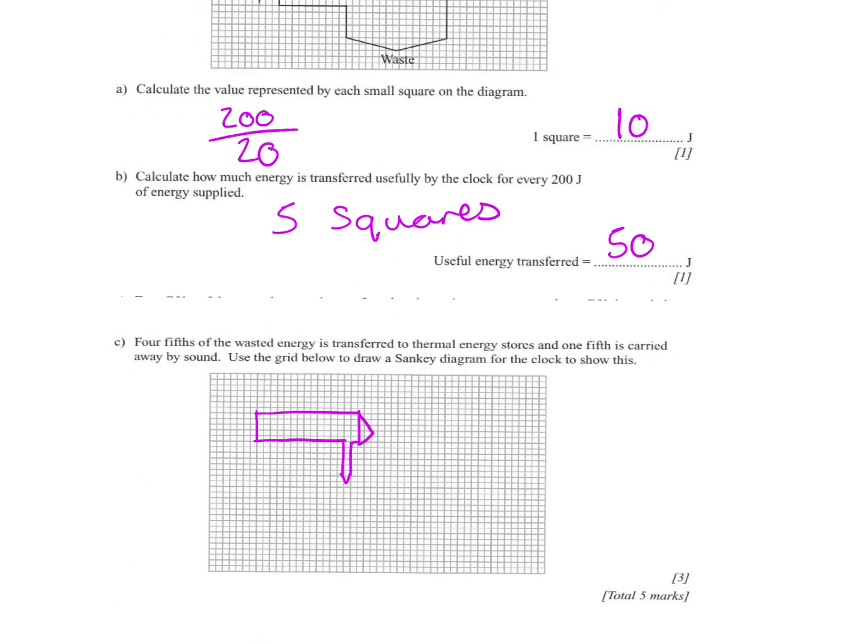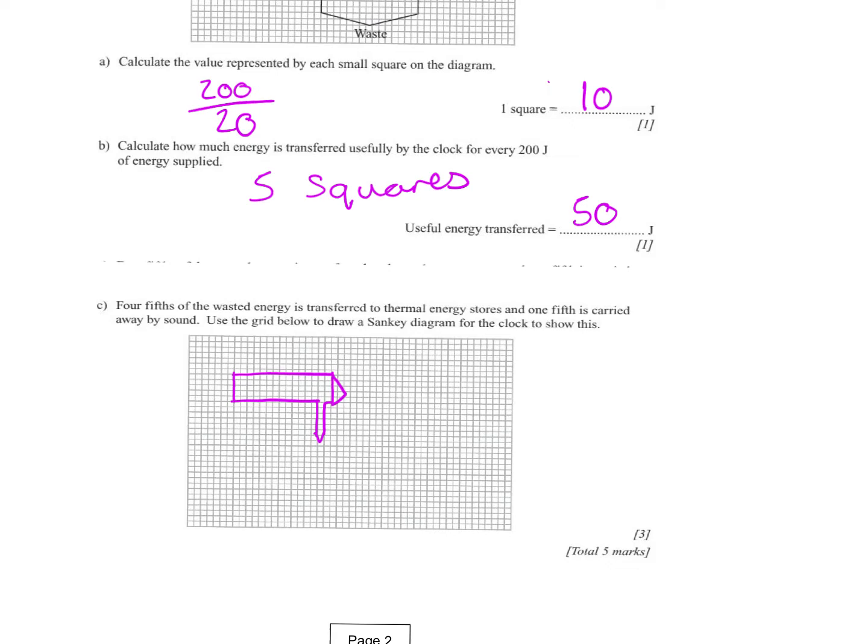I've drawn it quite small. You could have used more, but I just went for the basics here. So 4/5 of the wasted energy is transferred to thermal energy, and 1/5 is carried away by sound. Use the grid to show this for a clock. 4/5 is used as thermal energy, so I did it as though it was 5. 4/5 of 5 would be 4, and then the 1 going away as sound.